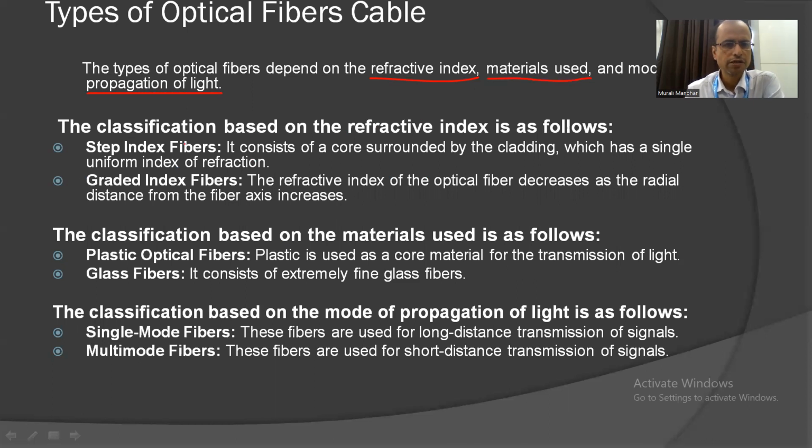First, on the basis of refractive index, there are two types of cable: step index and graded index. In a step index, the density of the fiber cable is similar, and this type of cable is covered by a cladding. But in graded index, the density of the fiber cable decreases as we go from the outer to the inner side.